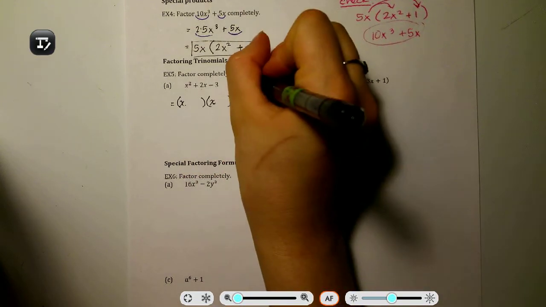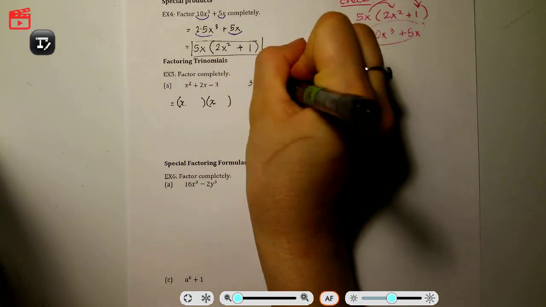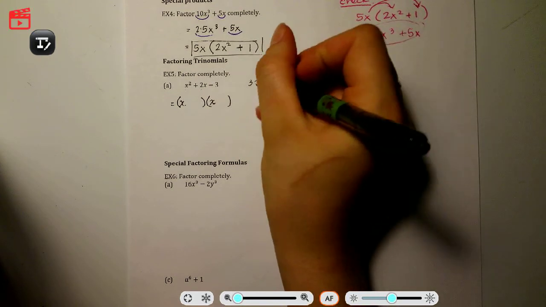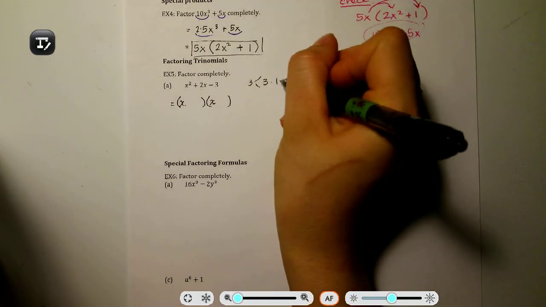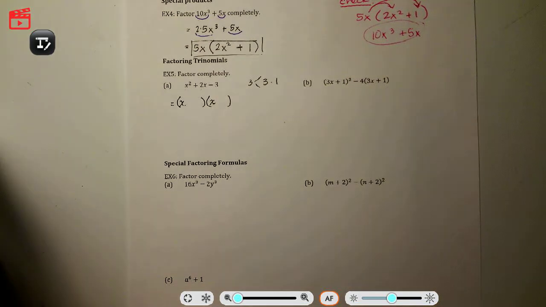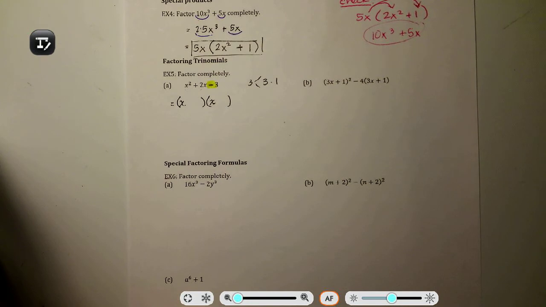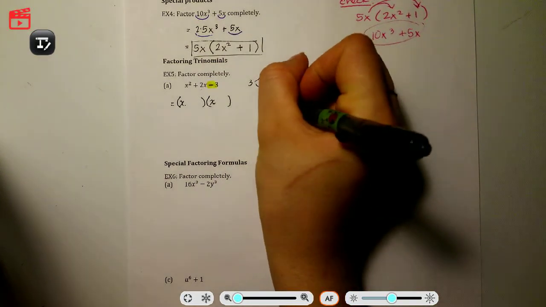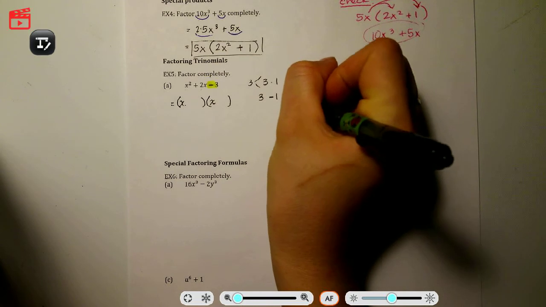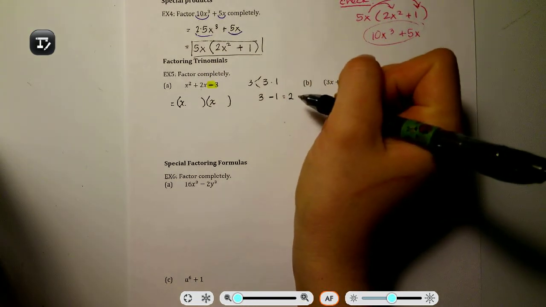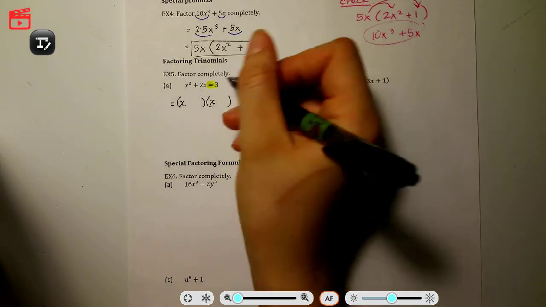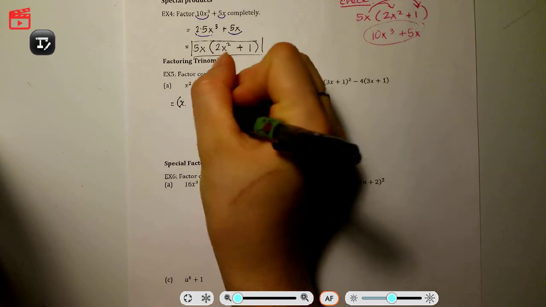So let's say factors of 3 are just going to be 3 and 1. Can I add 3 and 1? Or sorry, can I subtract? We're using subtraction symbol here. Let me highlight that. Can I subtract 3 and 1 to get 2? I can. If I do 3 minus 1, I'll get 2. Okay, so that means the 3 is the positive term, and then the 1 is going to be the negative.